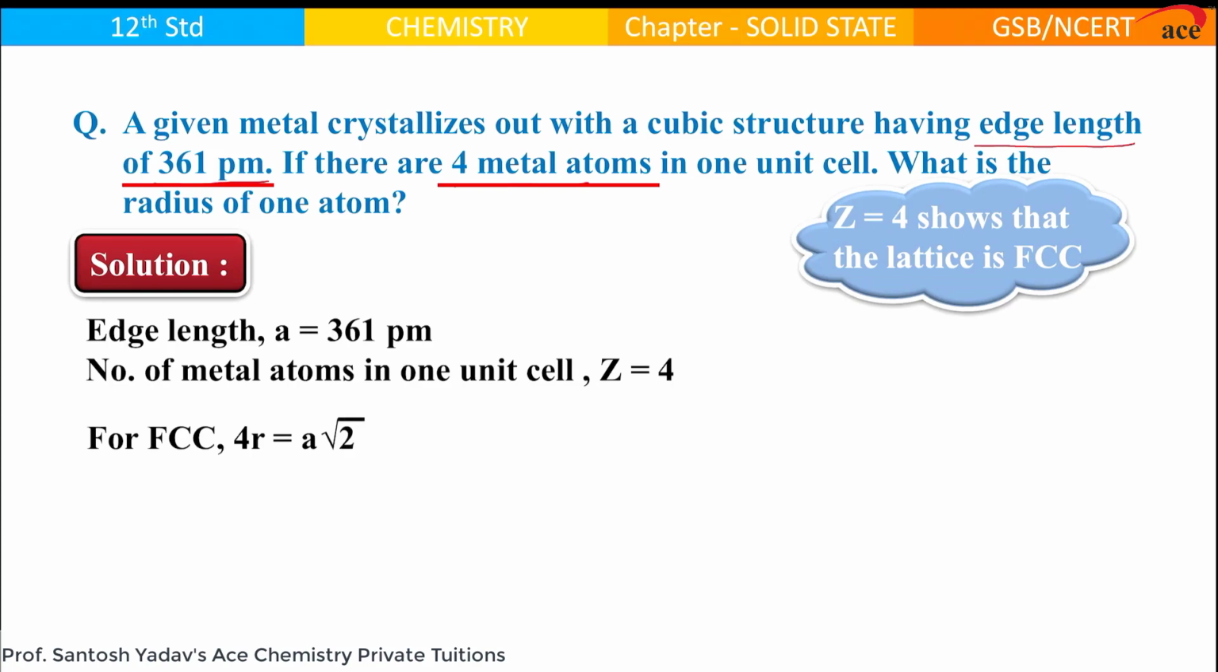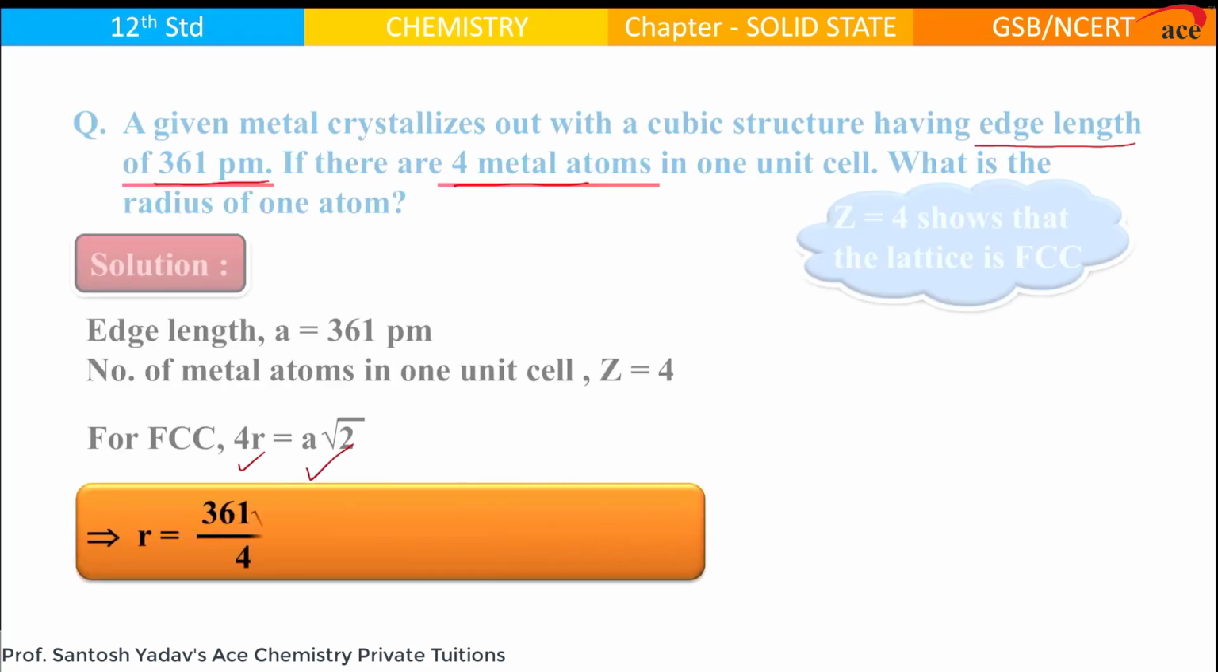For FCC, what is the relation between R and A? 4R is equal to A root 2. So, what is the value of R? R value is A root 2 divided by 4. Put the value of root 2, 1.414, upon 4. If you are doing it for a board exam, use log calculations. Otherwise, for an MCQ exam, do an approximation and the value is 127 picometer because the original data was also in picometer. That was a numerical to get a relation between A and R.